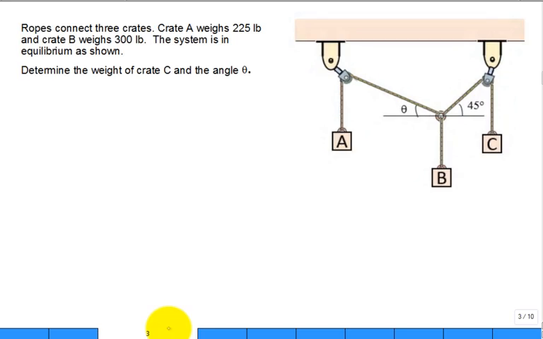Here's a problem. It's just like problems I can open up in any Physics 1 textbook that you use, calculus based, university physics. It'll be just like this. So let's jump into it.